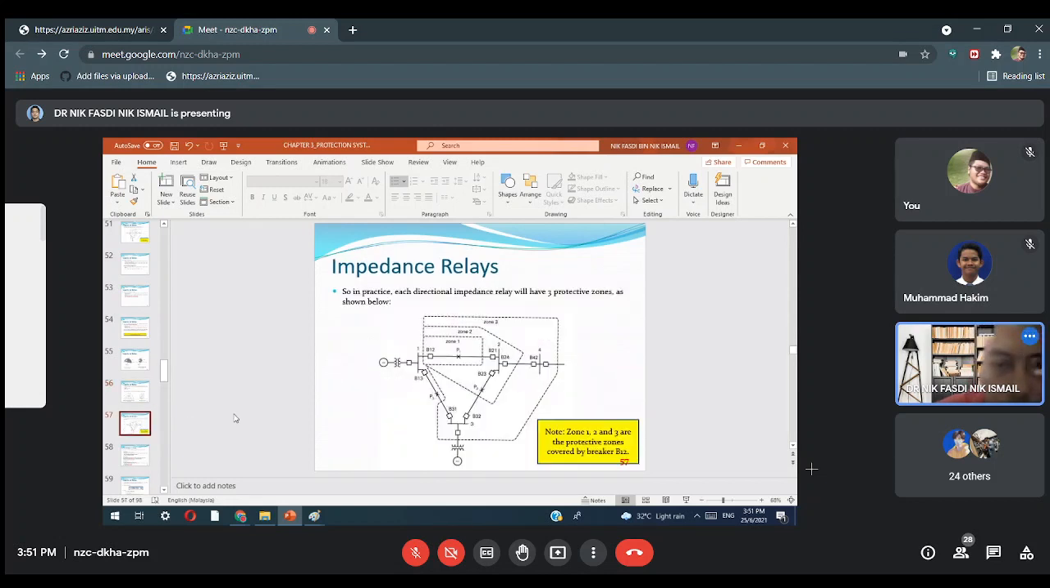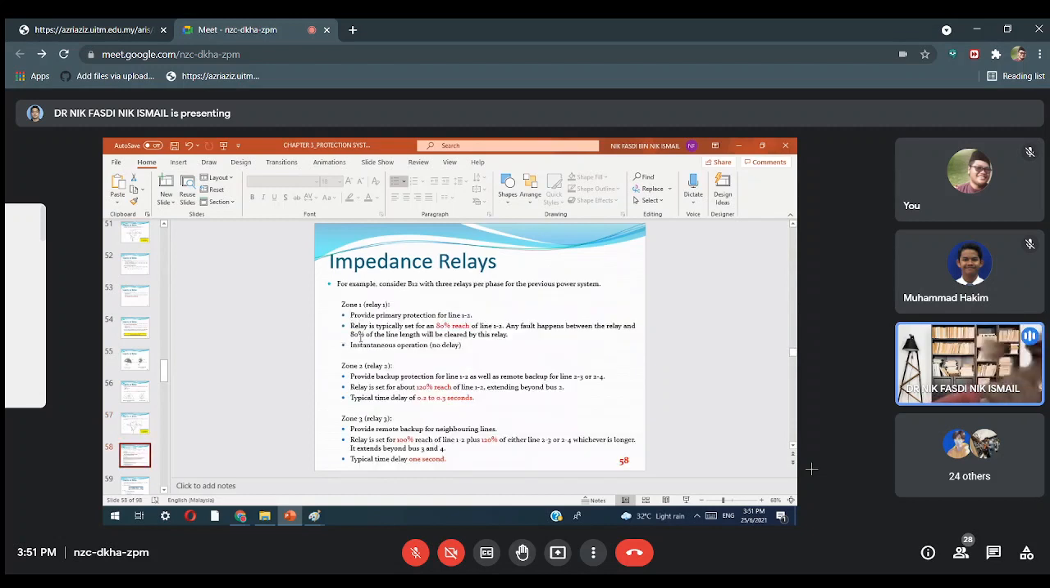Okay. So in practice, each directional impedance relay will have 3 protective zones as shown below. So zone 1, zone 2, zone 3. Zone 1, 2, 3 are the protective zones covered by breaker B1, 2. So let's say for B1, 2: zone 1, zone 2 and zone 3. Okay. For example, consider B1, 2 with 3 relays per phase for a previous power system. Zone 1 provides primary protection for line 1, 2.